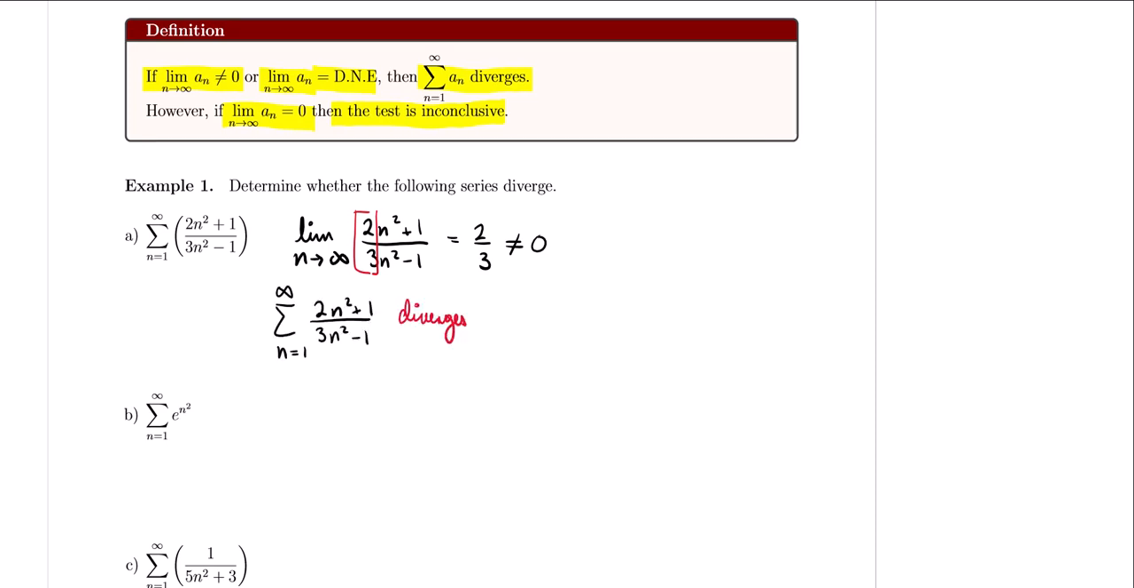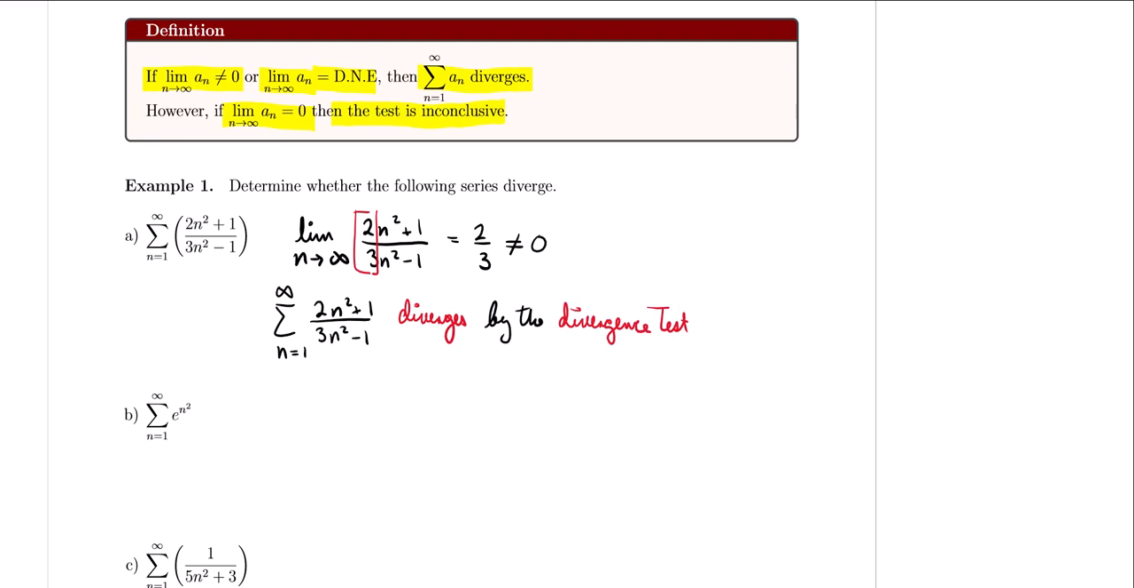There we go. Now, one thing that I will point out right now, guys, as we're learning more and more tests: once you determine whether a series is diverging or converging, I want you to tell me how you know that it's diverging or converging. Tell me which test you're using. So for this example, say that this series diverges by the divergence test.